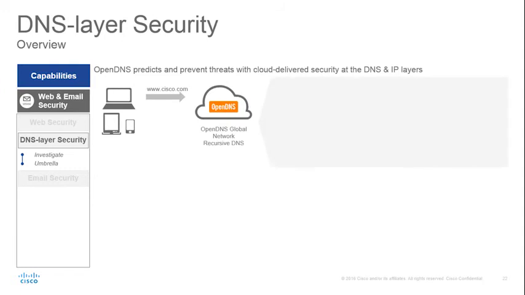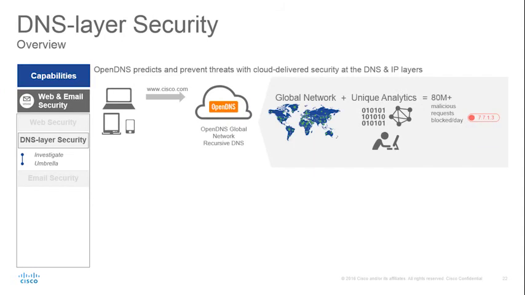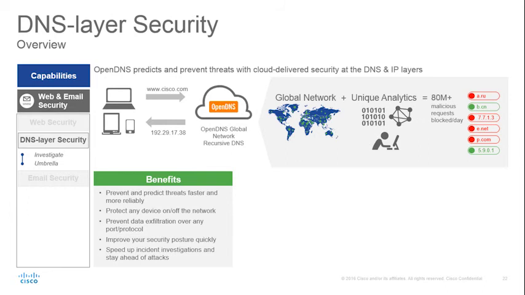Another component of Cisco's web and email security suite is DNS layer security through OpenDNS. OpenDNS predicts and prevents threats faster and more reliably with cloud-delivered protection at the DNS and IP layers. DNS precedes all internet connections and is used by every device in your network. Because OpenDNS works at the DNS layer, it blocks threats over any port, protocol, or app.